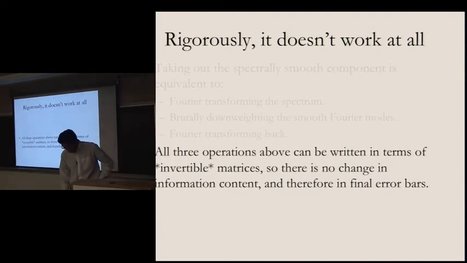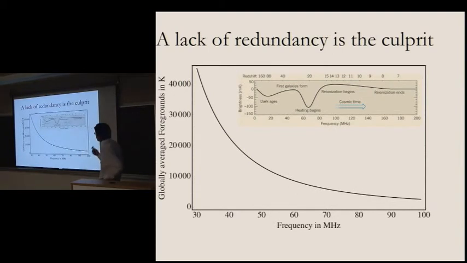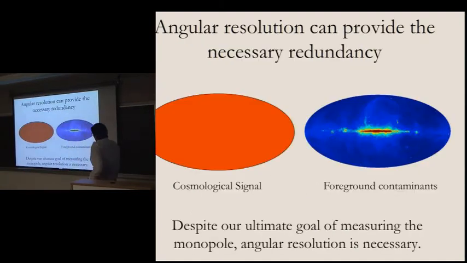Okay. And really, what's at fault here is the fact that there's a lack of redundancy. You're trying to measure the spectrum, so if you measure 100 points here, each point is a number, and you have no clue whether that number is foreground or signal or some of both. And what I think, though, is that there's a solution here. The solution here is to have angular resolution in your experiment. The angular resolution provides the necessary redundancy.